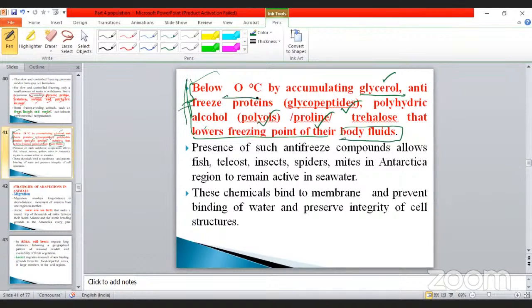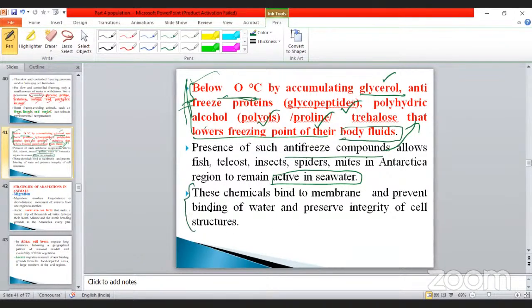Okay, my dear, even at 0 degrees Celsius, the presence of such anti-freeze compounds, these are all called anti-freeze compounds, allows fish, molluscs, insects, spiders, mites, and also animals of the Antarctic region to remain active in the seawater. How are they active? Due to the presence of these components in the body fluid, they fight against the low temperature.